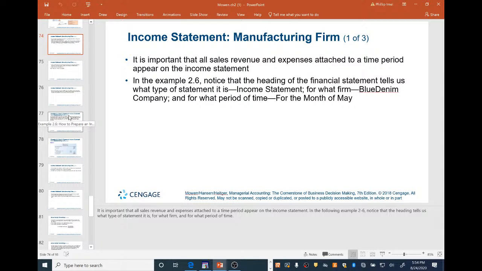So in the example 2.6, notice that the heading of the financial statement tells us what type the statement is, the income statement for what firm, Blue Denim Company, and for what period of time, for the month of May. So I'm just going to jump down here to that income statement real quick.